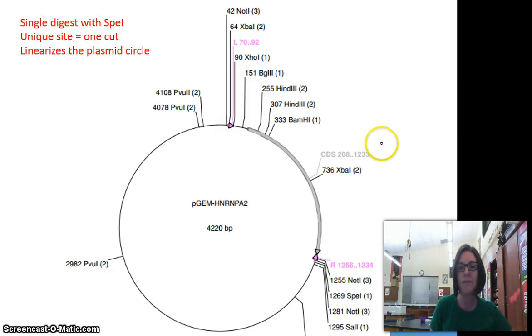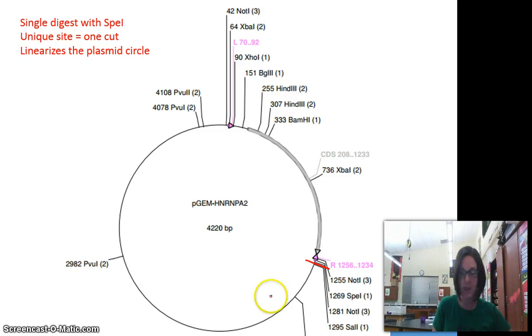Well, if you have an enzyme that only cuts in one spot, we call that a unique site, and you'll only get one cut. So let's look at what would happen if we did a single digest with the enzyme SpeI. SpeI is down here at spot number 1269. If you cut with SpeI, it only cuts in one place. So you take a circle and you cut it right here, and we say that that linearizes the plasmid.